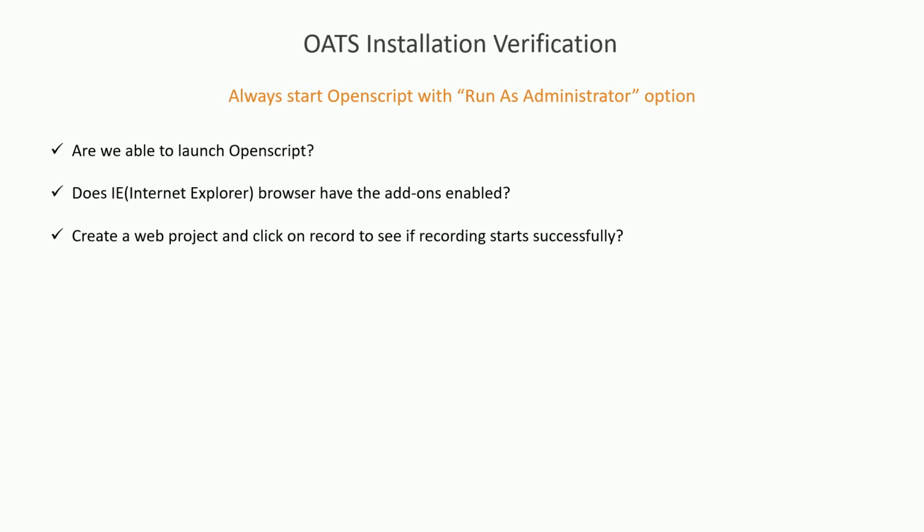We will also create a simple web project and then try to click on record. It should not throw any error. So these are three simple steps which might help us understand that OATS has been installed successfully. Also, remember that we should always start OpenScript with run as administrator option. Otherwise, you might see some instability of the behavior of OpenScript. But with this option, OpenScript works like a charm. Let's get into the verifications.